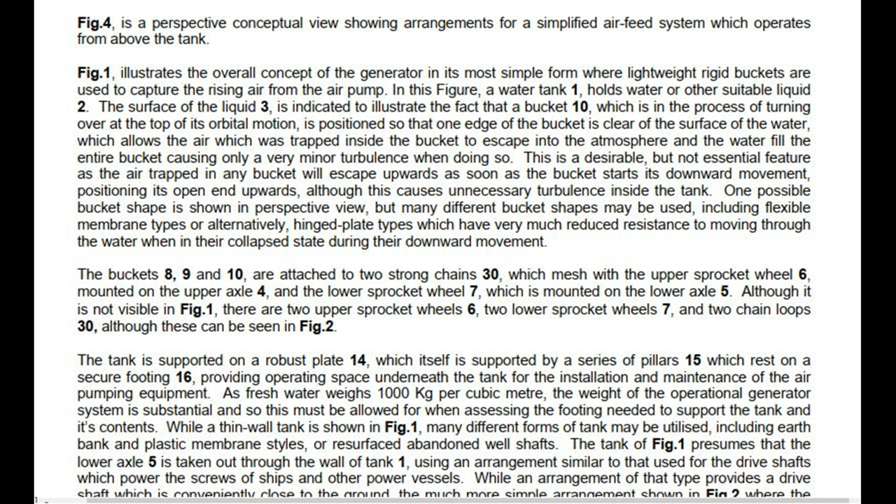The buckets 8, 9 and 10 are attached to two strong chains 30, which mesh with the upper sprocket wheel 6, mounted on the upper axle 4, and the lower sprocket wheel 7, which is mounted on the lower axle 5. Although it is not visible in Fig. 1, there are two upper sprocket wheels 6, two lower sprocket wheels 7, and two chain loops 30, although these can be seen in Fig. 2.